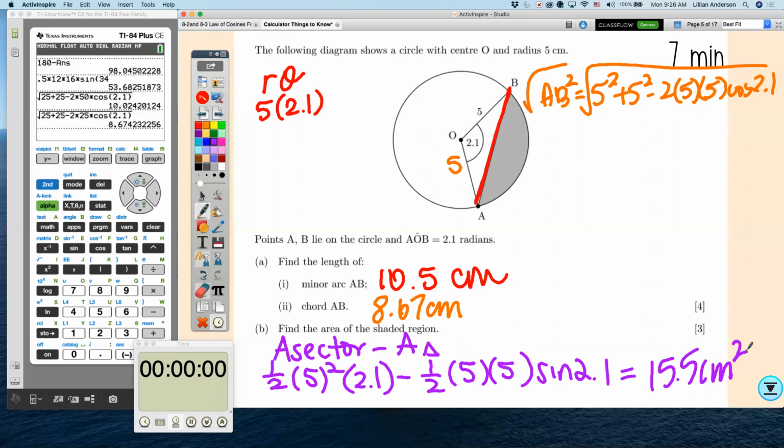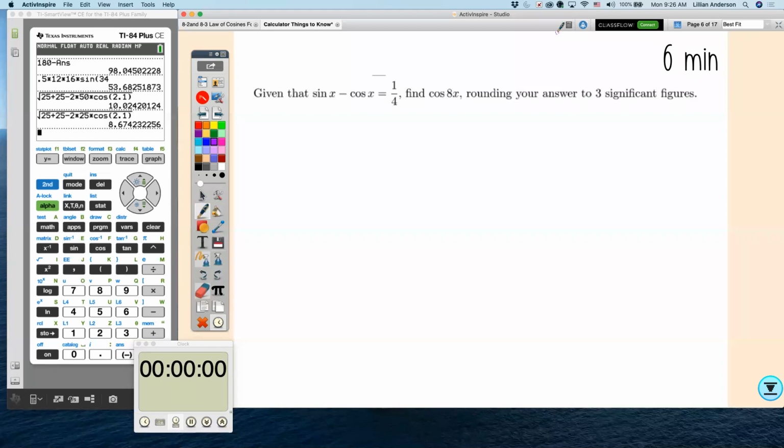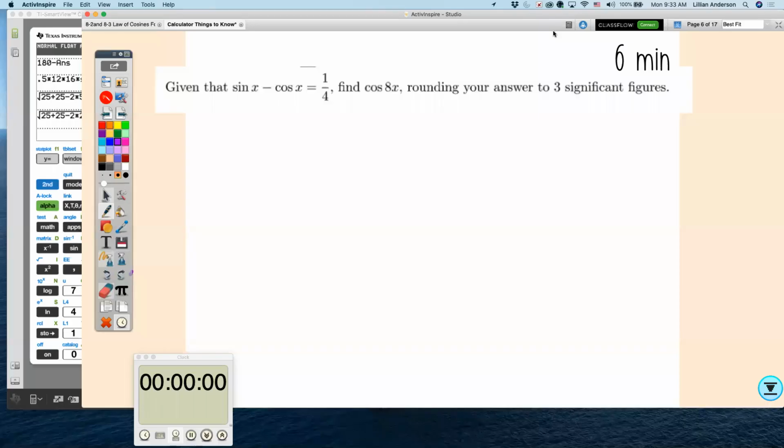This too would have been considered an easy problem, probably question 3. Okay. Here's our next one. I'm going to give you 6 minutes. Given that sine x minus cosine x equals 1/4, find cosine of 4x, rounding your answer to 3 significant figures.